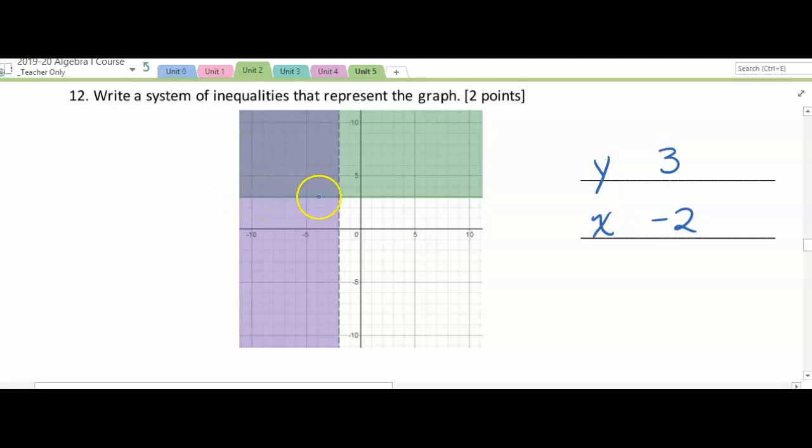Here, I've shaded green above the green line. So I want it to be greater than. And notice this line is solid, which means I need to put a solid line under my symbol. For the purple vertical line, I've shaded left of the line, less than. And it's dashed, so I don't put a line under it.